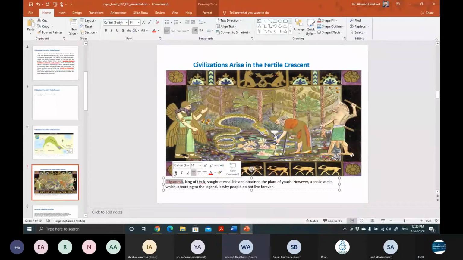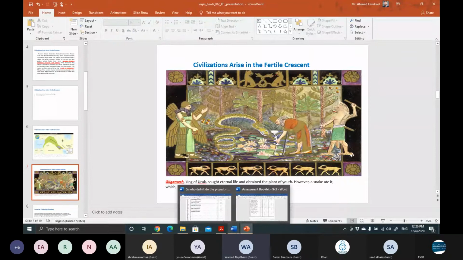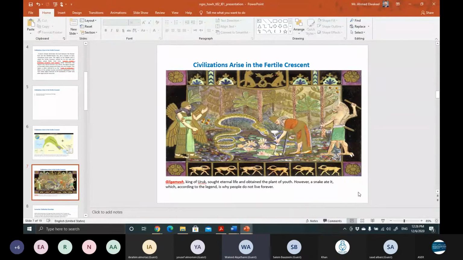Civilizations arise in the Fertile Crescent. Geography of the Fertile Crescent. Sumerian civilization rose more than 5,000 years ago along the Tigris and Euphrates rivers in what is today Iraq. The Tigris-Euphrates Valley lies in the eastern end of the Fertile Crescent, an area that stretches in an arc from the Persian Gulf to the Mediterranean Sea.